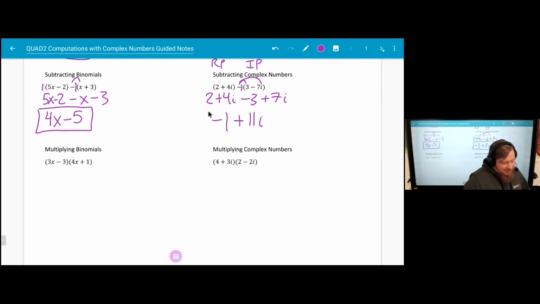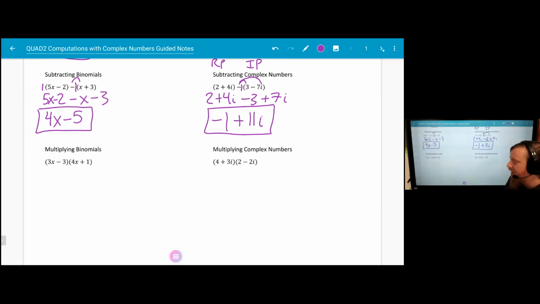And if you're saying, Mr. Brayman, really? That's all there is to it? Yes and no, yes and no. So I'm going to do this problem, and we're going to do it a couple different ways. I'm going to show you a couple different ways to multiply polynomials, or in this case, binomials. So let's go ahead and do this real quick.